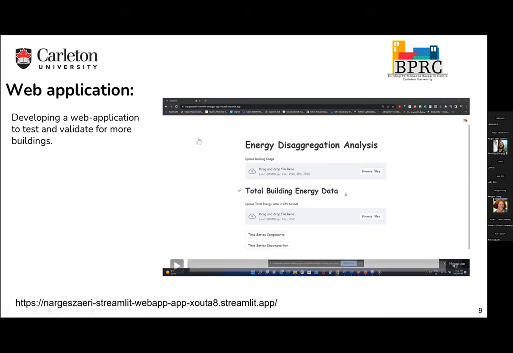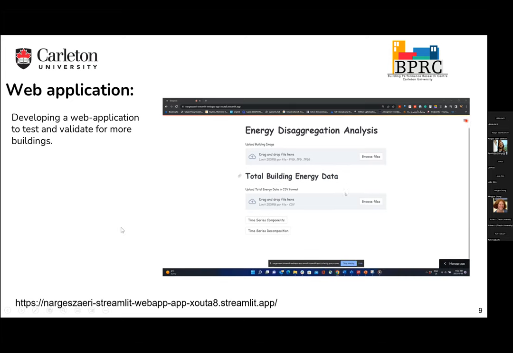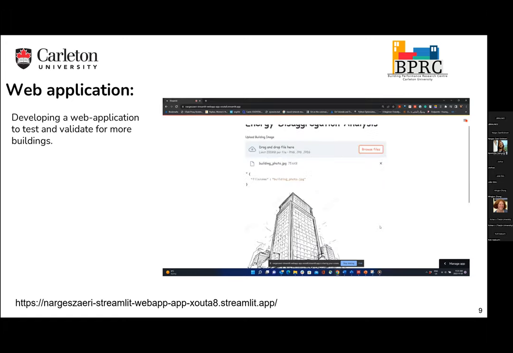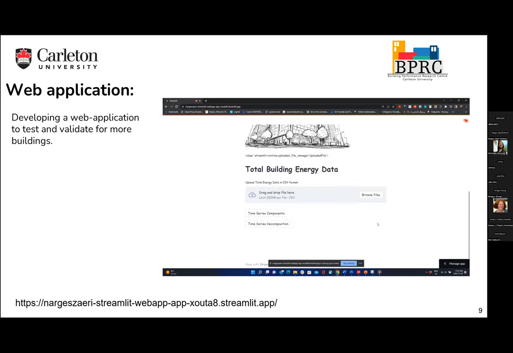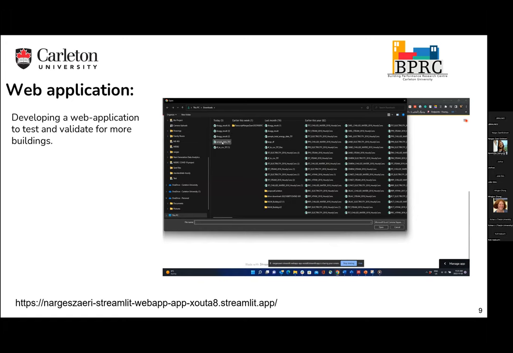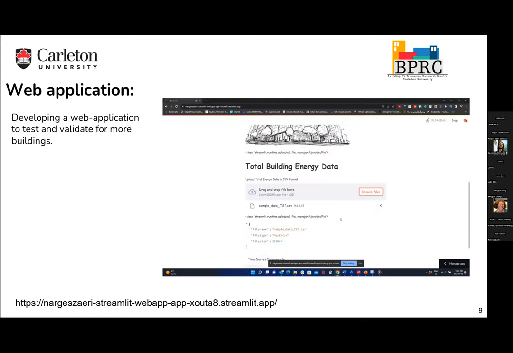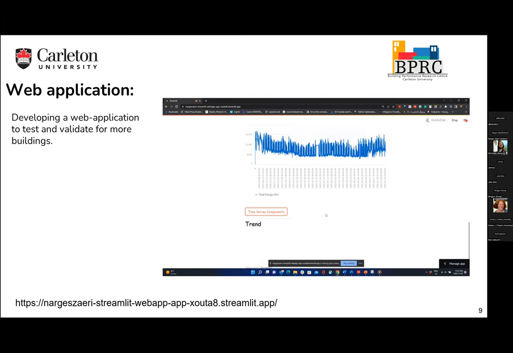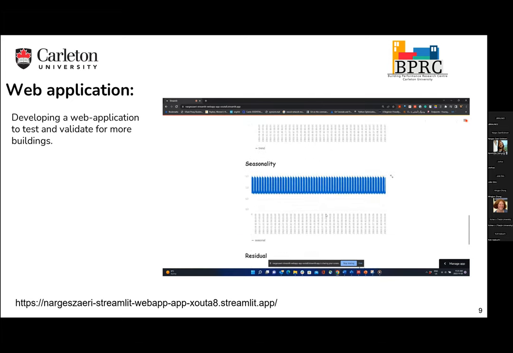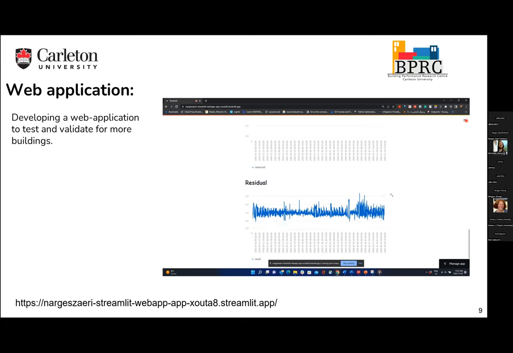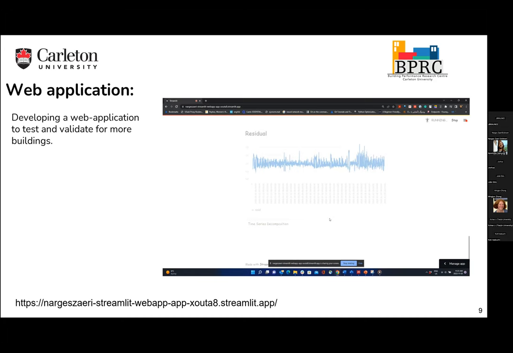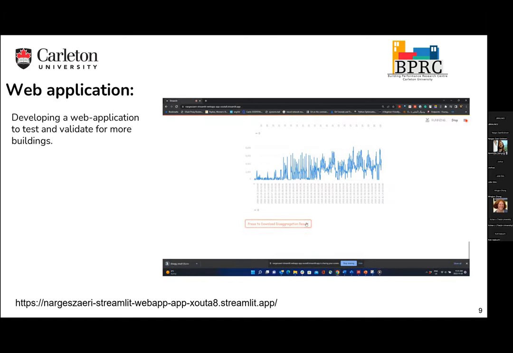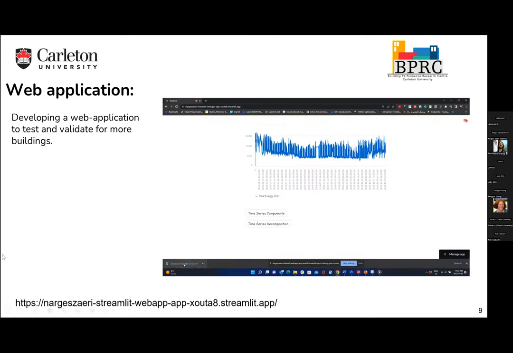One thing that Nargis has also done is this little online tool where you simply upload the load data, and it does the magic in the background and disaggregates. There's also a photo of the building, which I don't know why, that's not necessary at all. This is one of the tools that we are developing for these government building operators, and it will eventually be merged into a dashboard that they have in their portfolio.